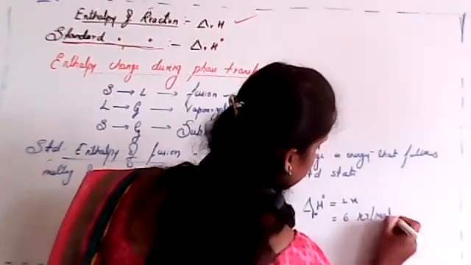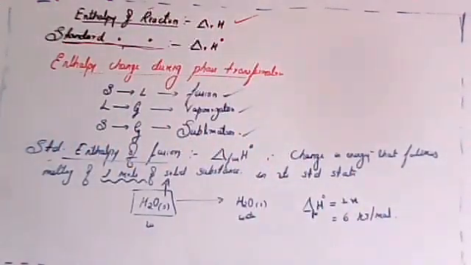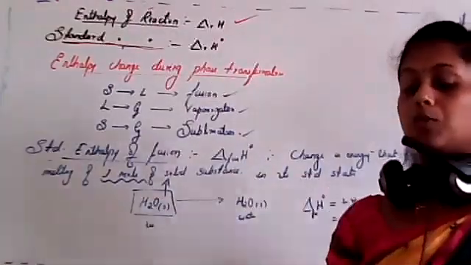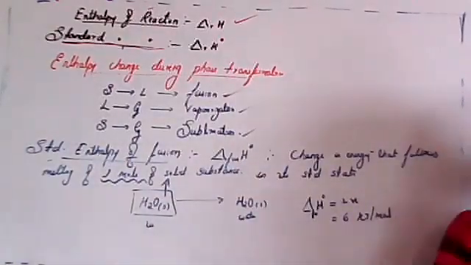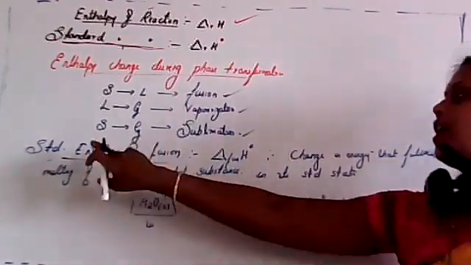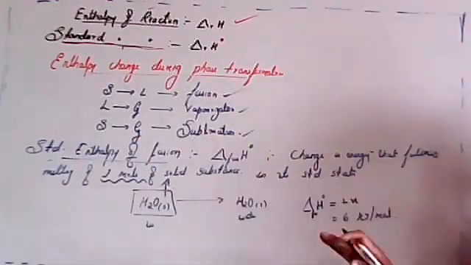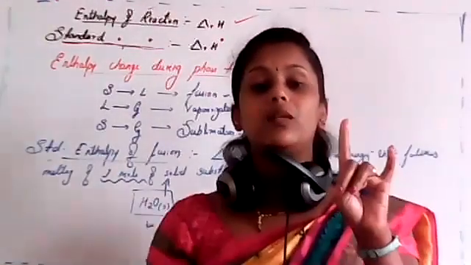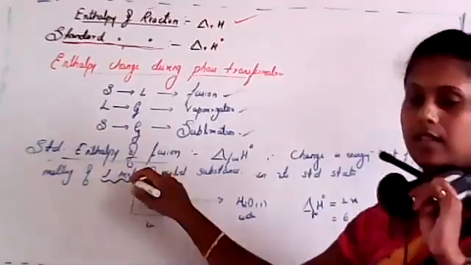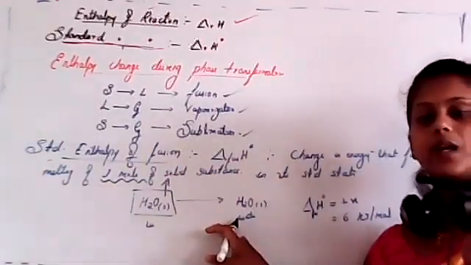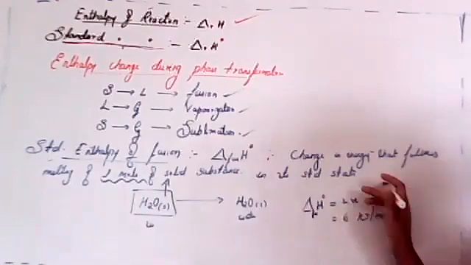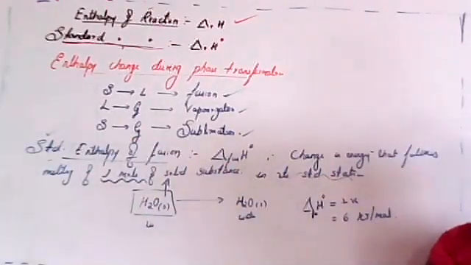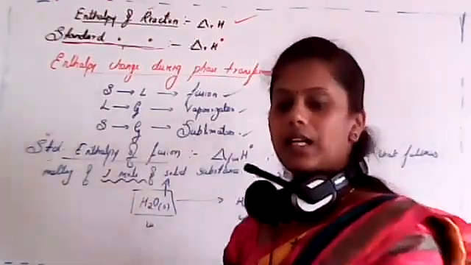So this one is at 6 kilojoule per mole. Is this clear, student? Here we are discussing melting. That means solid is converting into liquid. So that's why standard enthalpy of fusion is a change in enthalpy that follows melting of 1 mole. That is very important. You have to mention this: 1 mole of solid substance in its standard state. Very important because the question is standard enthalpy of fusion. Is it clear?